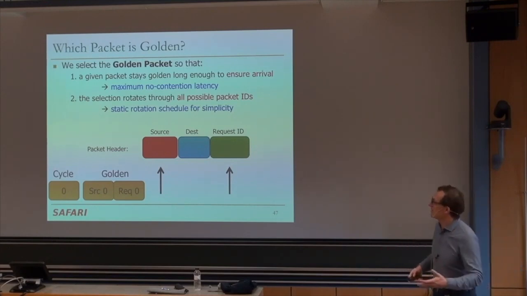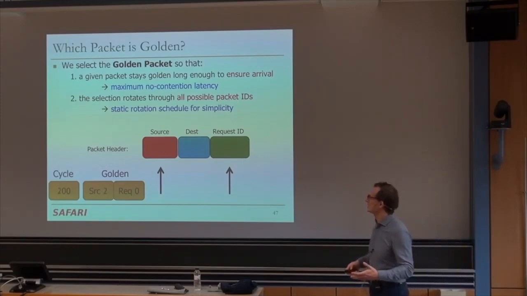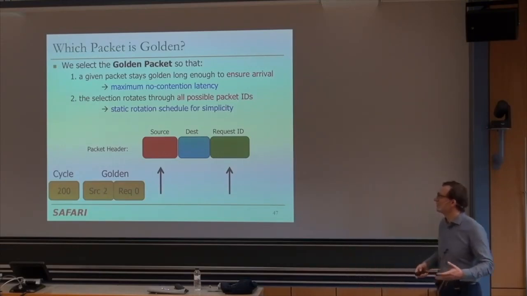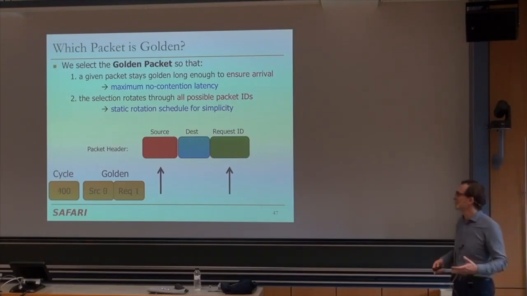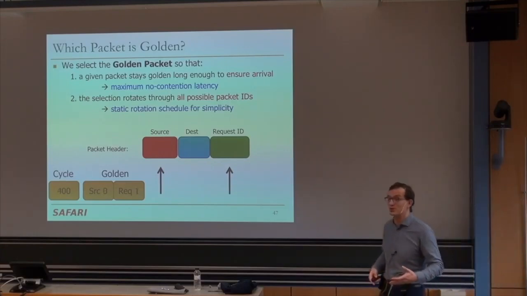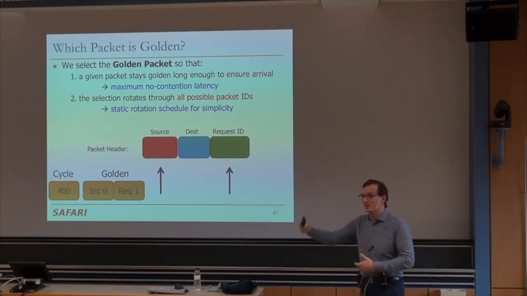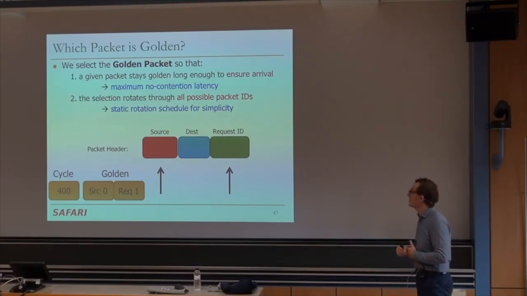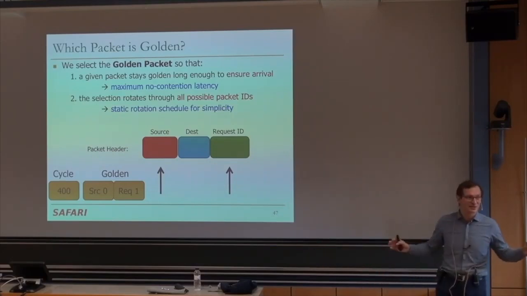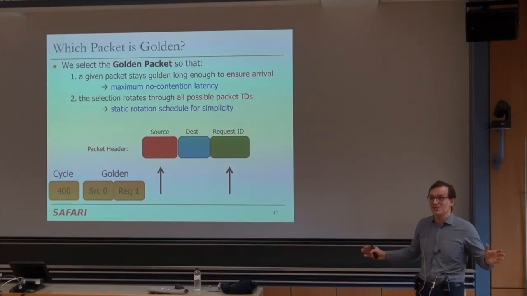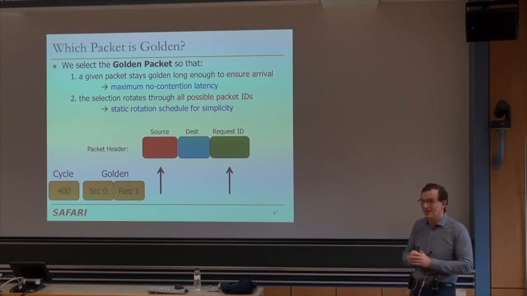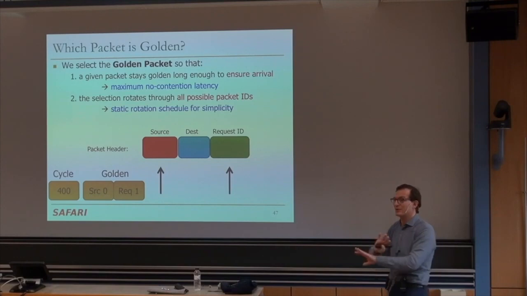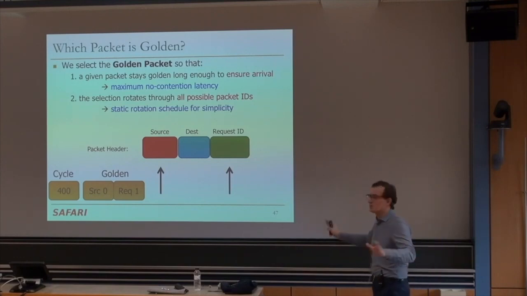At cycle 100, I'm going to pick source 1's request 0. At cycle 200, I'm going to pick source 2's request 0. At cycle 300, I'm going to pick source 3's request 0. At cycle 400, I'm going to pick source 0's request 1. Basically, you're really cycling through all possible requests that could be in the network, and you're prioritizing each of them for the maximum no contention latency. And every router is aware of this. Every router obeys this because they're designed that way.